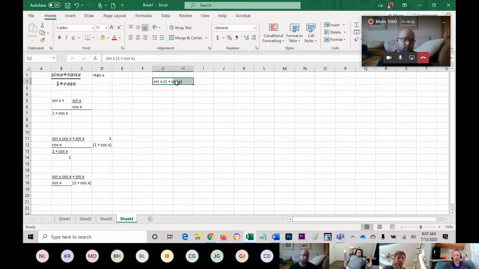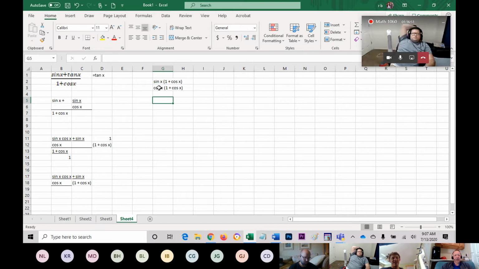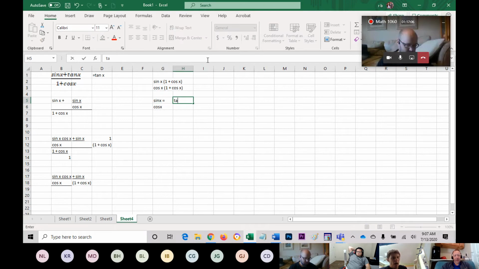Are you with me? Yep. Okay. Now on the bottom, I've got the cosine of x times 1 plus the cosine of x. What do you notice now? 1 plus cosine of x would cancel. Cancel. And then we'd be left with sine of x over cosine of x, which would be the tangent of x. Sine of x over the cosine of x equals the tangent of x. Okay?